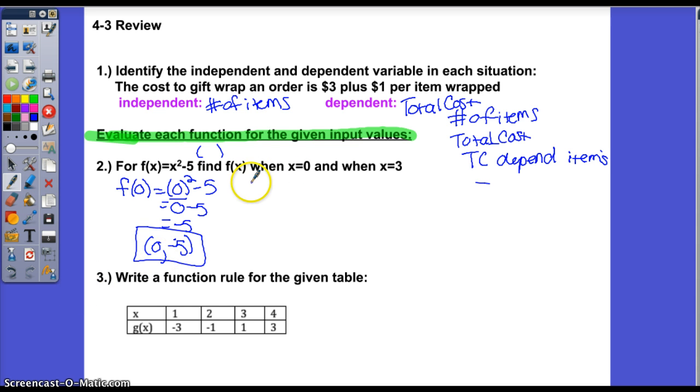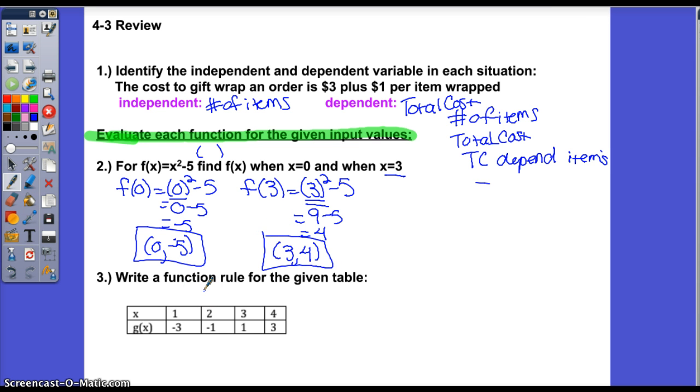How about when x equals 3? Plug it in. F of 3, plug in your 3, equals, in parentheses, 3 quantity squared minus 5. 3 squared is 9, minus 5 gives you 4. So your ordered pair is 3, comma 4.